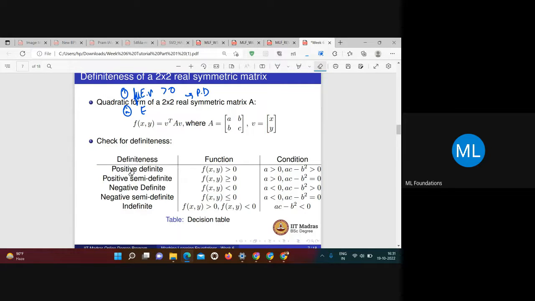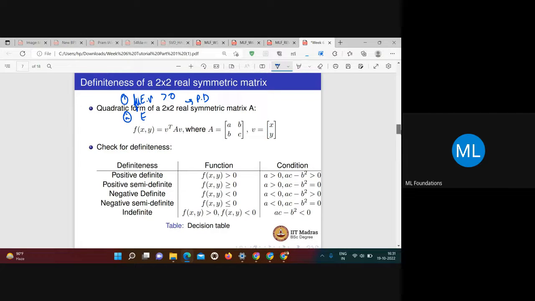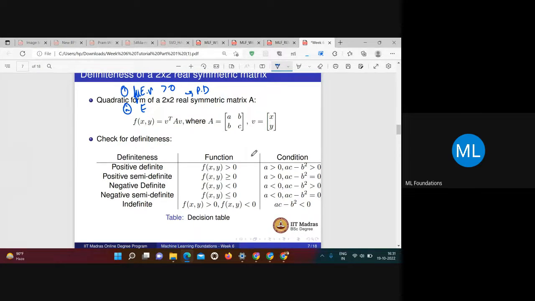Okay. And this method can be helpful for you if you are having 2 cross 2 matrices only. So what's the definition? A should be greater than 0, that means it's going upward, and the determinant is greater than 0. Then it's a positive definite function. So this will be an upward ball.